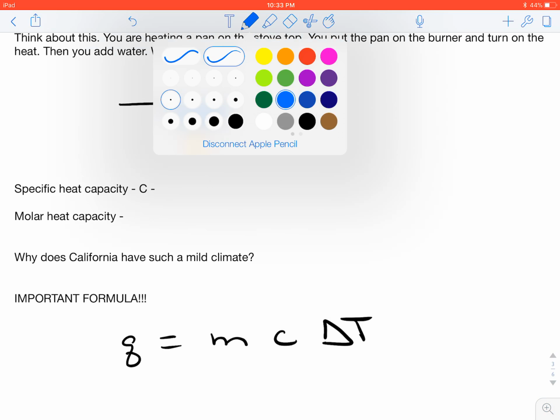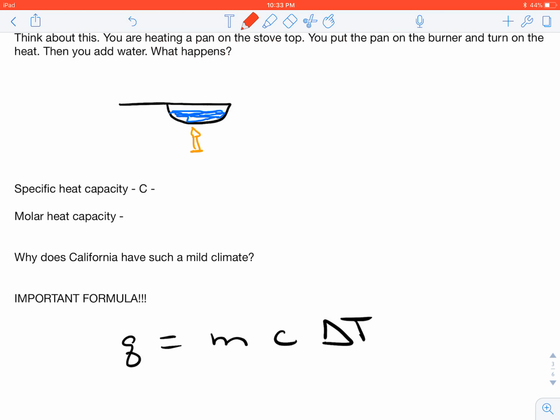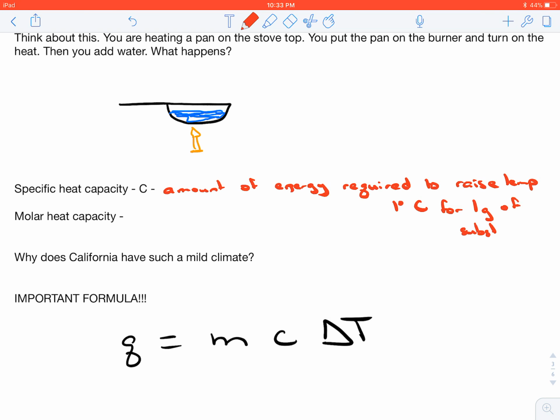So let's move on and talk about specific heat capacity. Specific heat capacity is just, again, really specific. It's the amount of energy required to raise the temperature 1 degree C. But in this case, we're talking about for 1 gram of substance. So now we've got a quantity of it, and that makes sense to us.